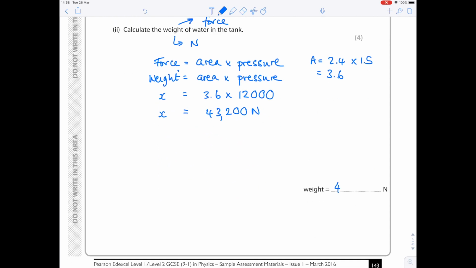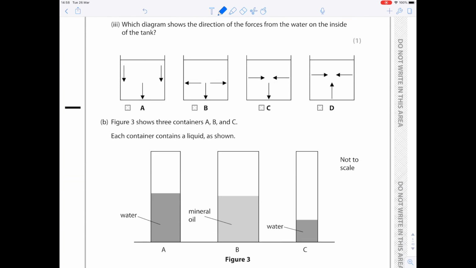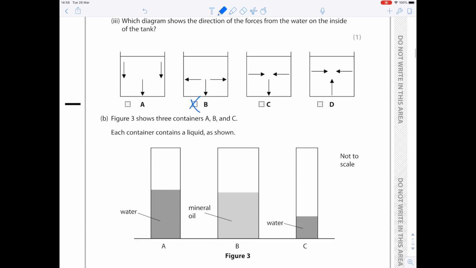So as you've seen, we've got to be very careful with units here. Part 3, which diagram shows the direction of the forces from the water on the inside of the tank? You need to know that pressure acts equally in all directions, and it's the particles colliding with the container surfaces which actually creates that pressure, which is why B is the answer here.